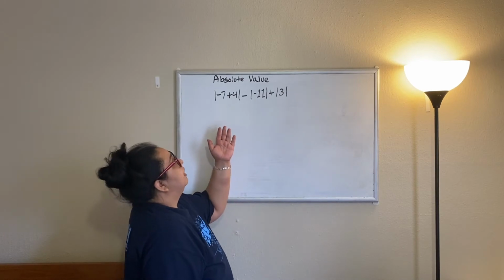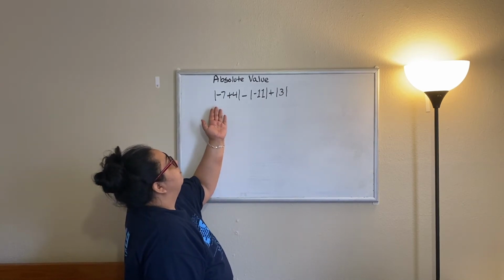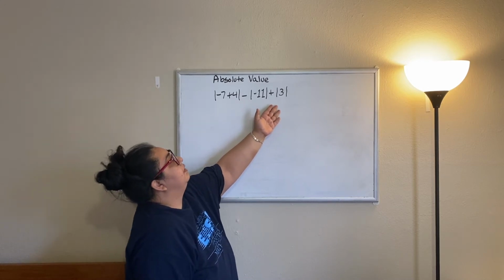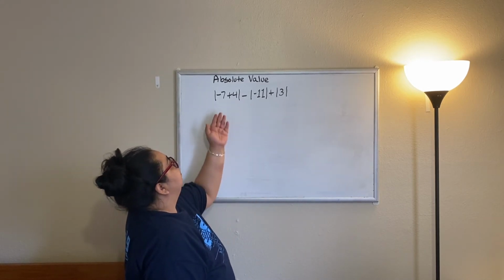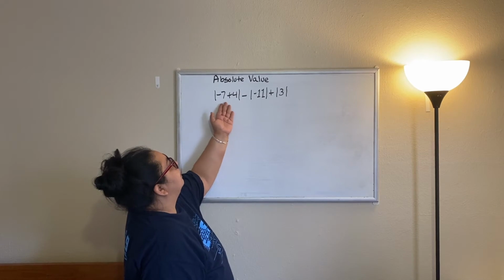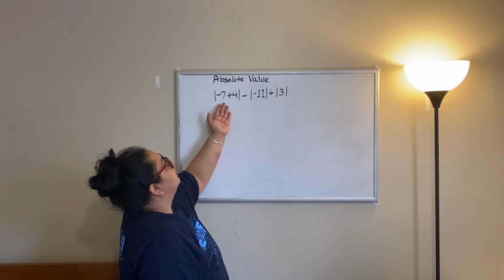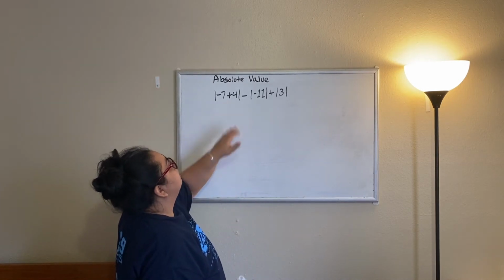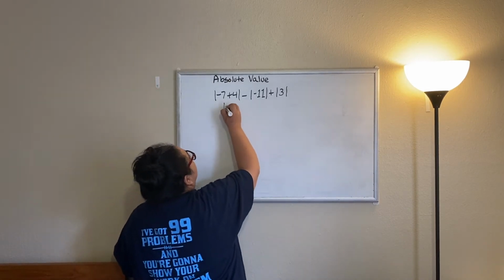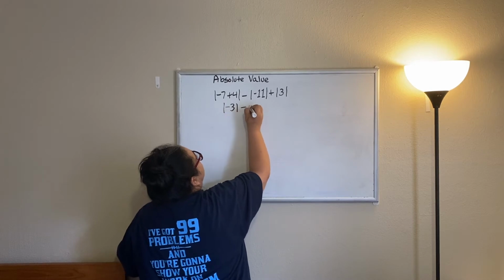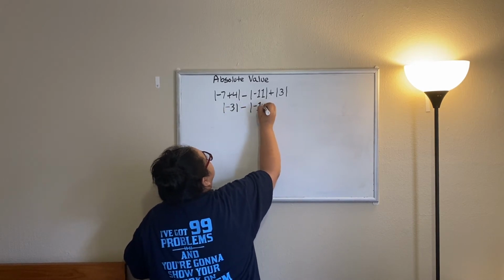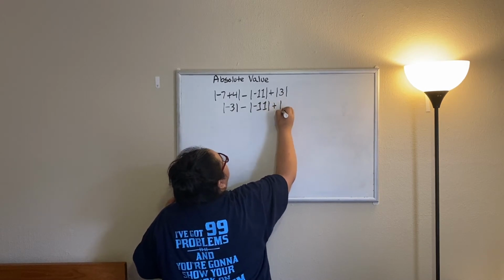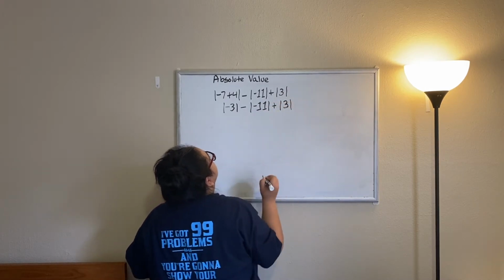Okay, so here we have example 1. Example 1 is the absolute value of -7 plus 4 minus the absolute value of -11 plus the absolute value of 3. So we need to work with the group here first that has an operation inside. So -7 plus 4 is -3. So this simplifies into the absolute value of -3. And everything else comes down. We're just going to rewrite minus the absolute value of -11 plus the absolute value of 3.